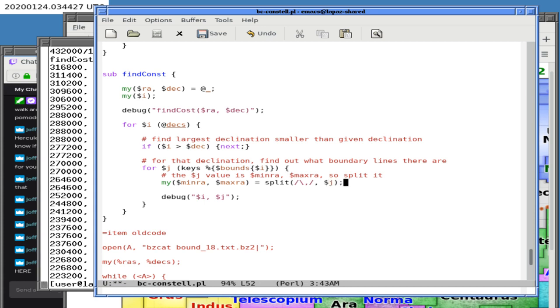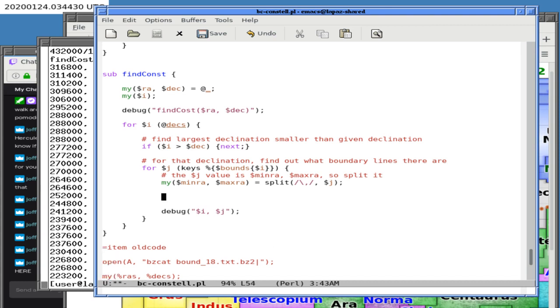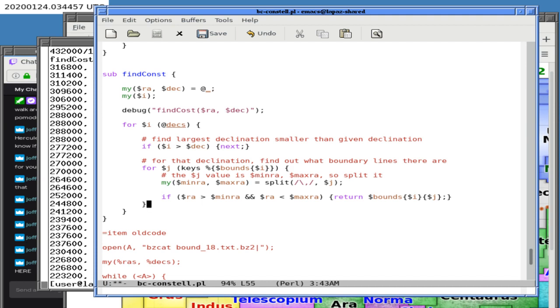J. And then, here's where if RA is greater than min RA and RA is less than max RA, and I probably need to add equality conditions, but I think I can get away with not doing that. Now the cool thing is bounds IJ is going to be just the constellation name. So I can do that. Now, so what happens if you end up over here? No, that's fine. So if you get through this entire list and then you still haven't found a constellation, we need to complain.